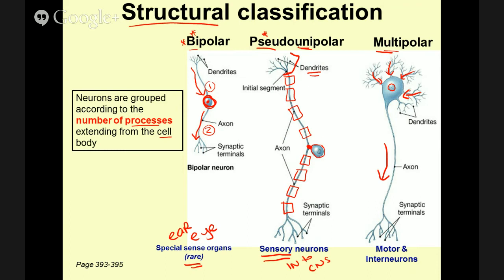And then any neuron that's a motor neuron or interneuron, so actually 99% of the neurons in your nervous system, look like this last guy. This is by far the most common type of neuron in the nervous system. So all motor neurons look like this, and all interneurons look like this. So they're by far the most common neuron.